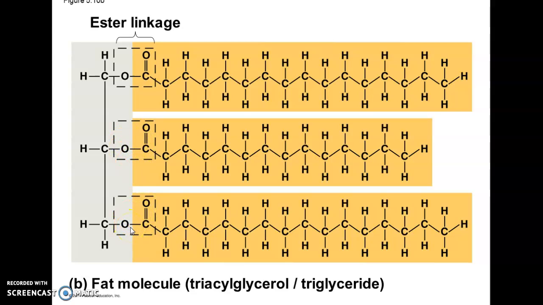Remember, in carbohydrates, their covalent bonds were called glycosidic linkages. Also remember, in lipids, then, their covalent bonds are called ester linkages. This looks like a giant letter E, which is kind of convenient because their bond name also starts with the letter E.